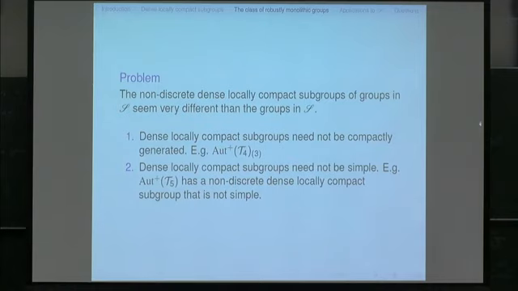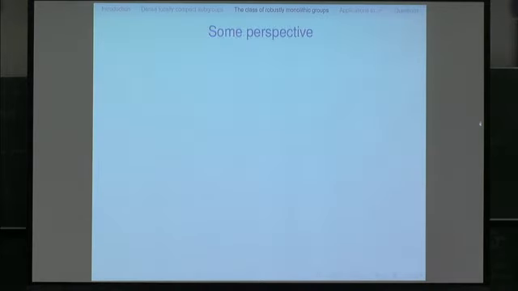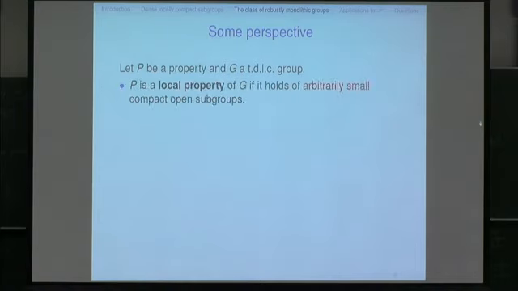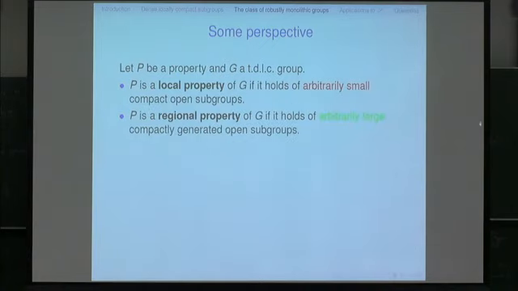So we're trying to get at this, and one of the big problems was that a lot of things that had been developed for locally compact groups always rely on compact generation. Compact generation is some kind of finiteness assumption that helps you out a lot. And so we had to get some perspective. And so what did we come up with? On a very meta level, we have P a property and G a group. We say that P is a local property if it holds of arbitrarily small compact open subgroups. So you could say your group is locally pro-P, which means if you go small enough, everything's a pro-P group. Neighborhoods of the identity all look like pro-P groups. On the other side of the coin, we had this idea of a regional property. It's something that holds of arbitrarily large, compactly generated open subgroups.